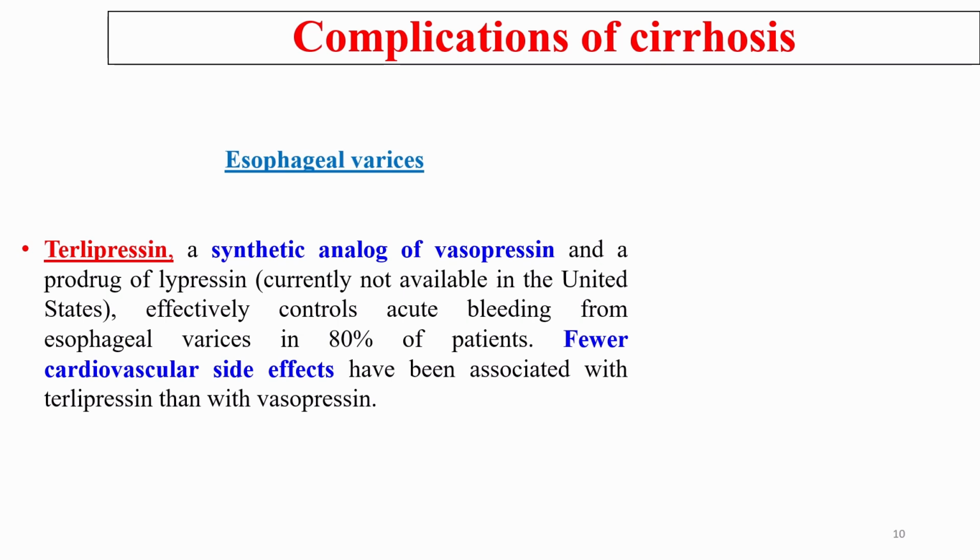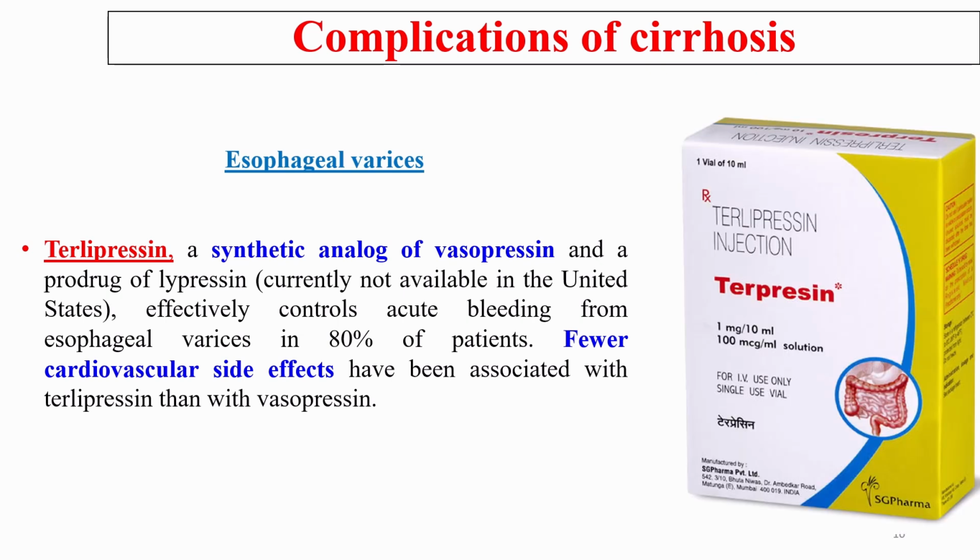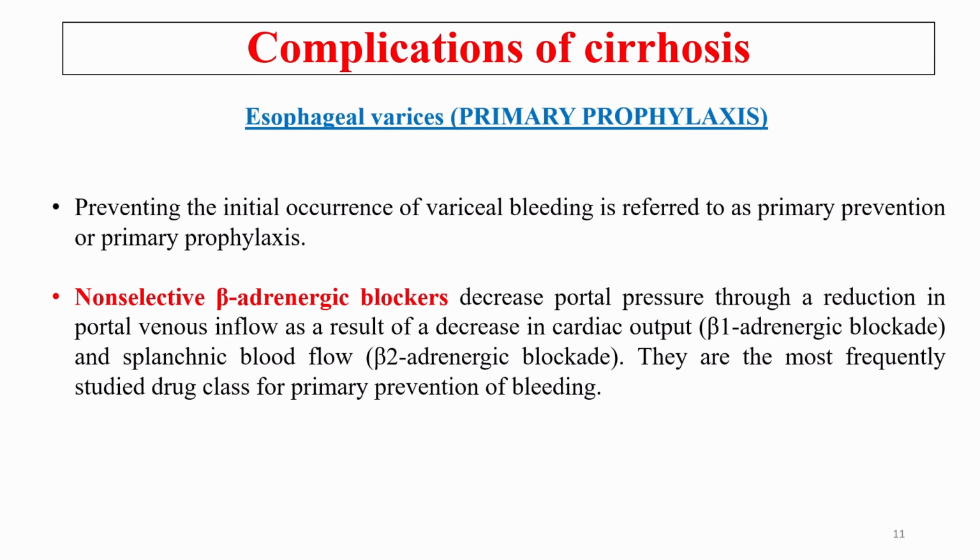Terlipressin is another vasopressin-like drug used in many countries, but not available in the U.S. It has a longer duration of action and fewer cardiovascular side effects. Clinical studies show it can control bleeding in about 80% of patients with esophageal varices, making it a valuable option where available. Once varices are identified, even if they haven't bled yet, primary prevention becomes critical.